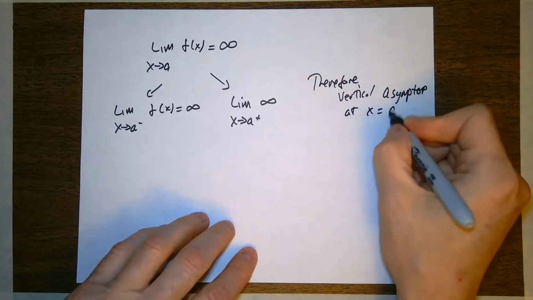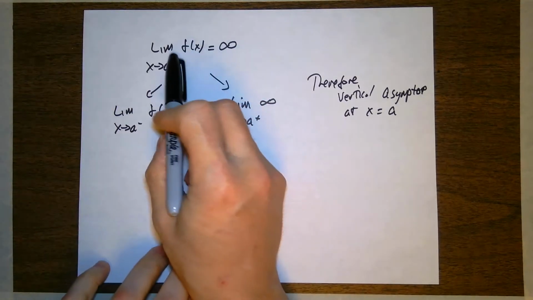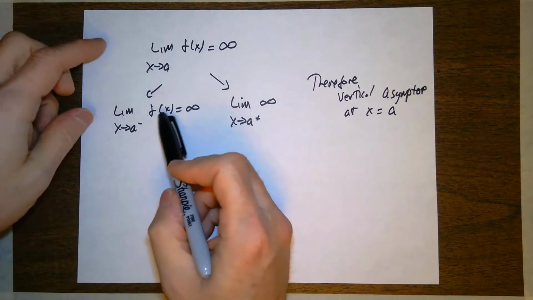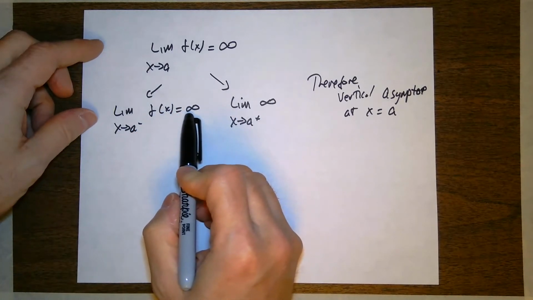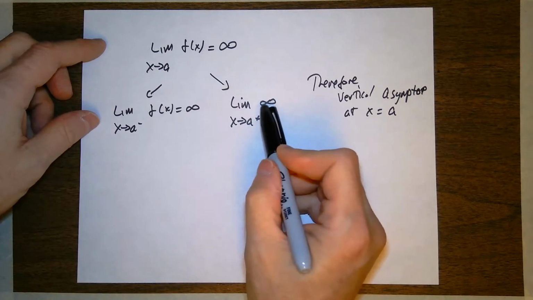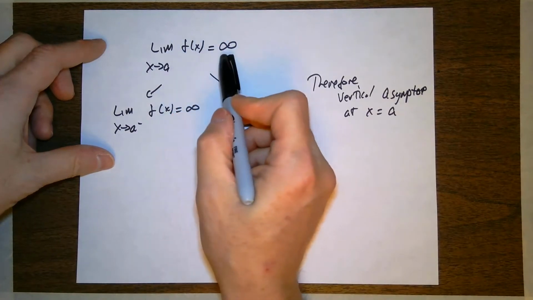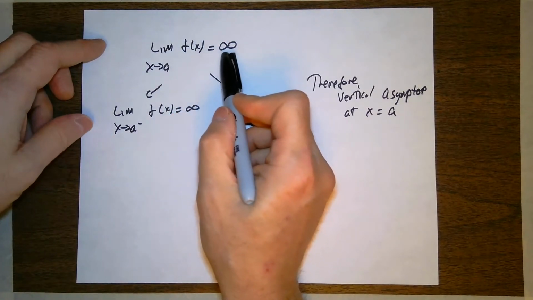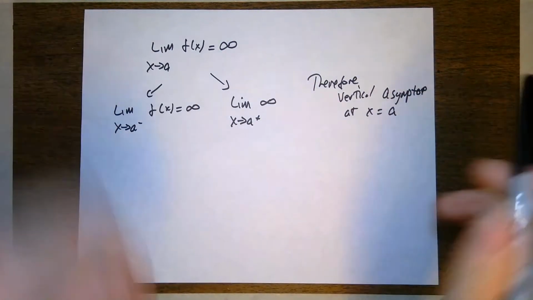At x equals this a value, whatever that a value is. The same thing would be true if it was negative infinity. If the limit as I approached a of some function from the negative side was negative infinity, otherwise decreasing without bound, and the limit as I approached a from the positive side was negative infinity, otherwise decreasing without bound, then the overall limit decreases without bound. It has no limit. It just keeps decreasing without bound, and that would be a vertical asymptote.